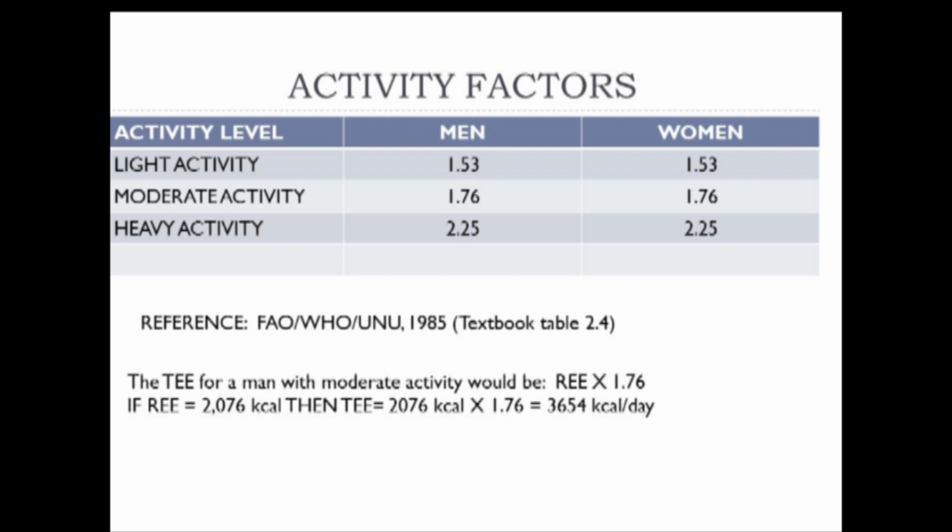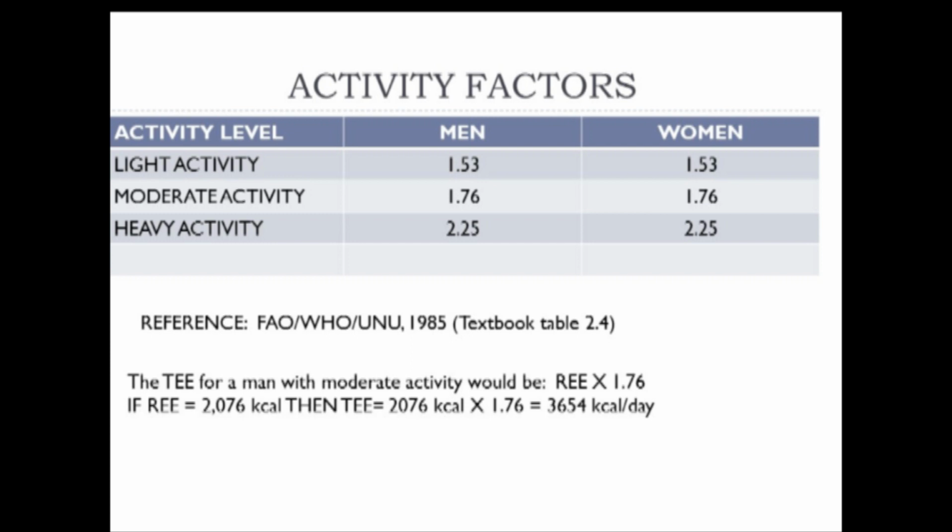My choice of activity factors are going to be selected from table 2.4 in your textbook. And I've summarized them right here, but this is just a brief example of what you'll find. The idea being that if you're doing a light activity, it's going to be 1.53 for a man and for a woman. A moderate activity is 1.76 and a heavy activity is 2.25.